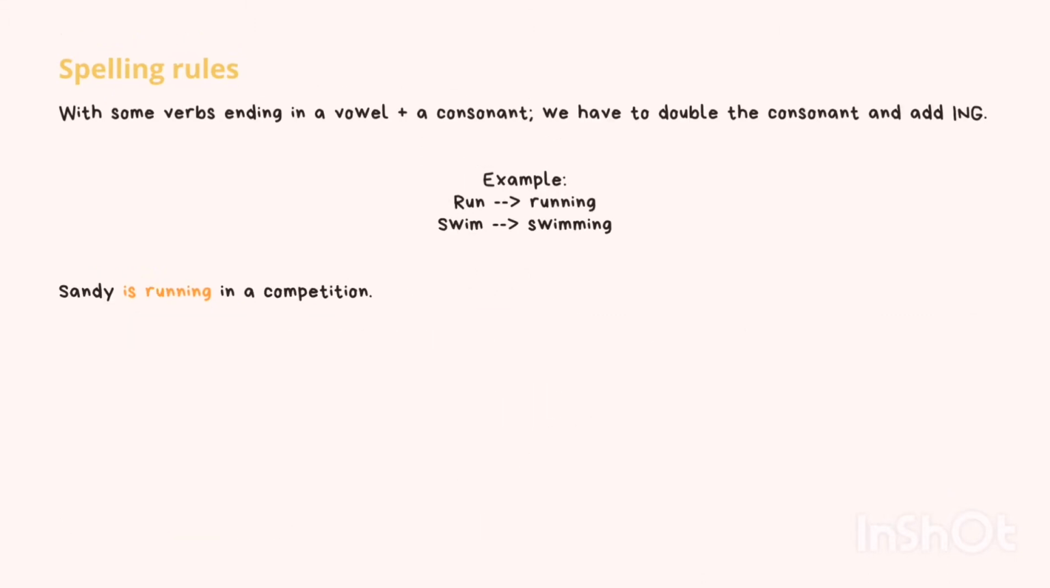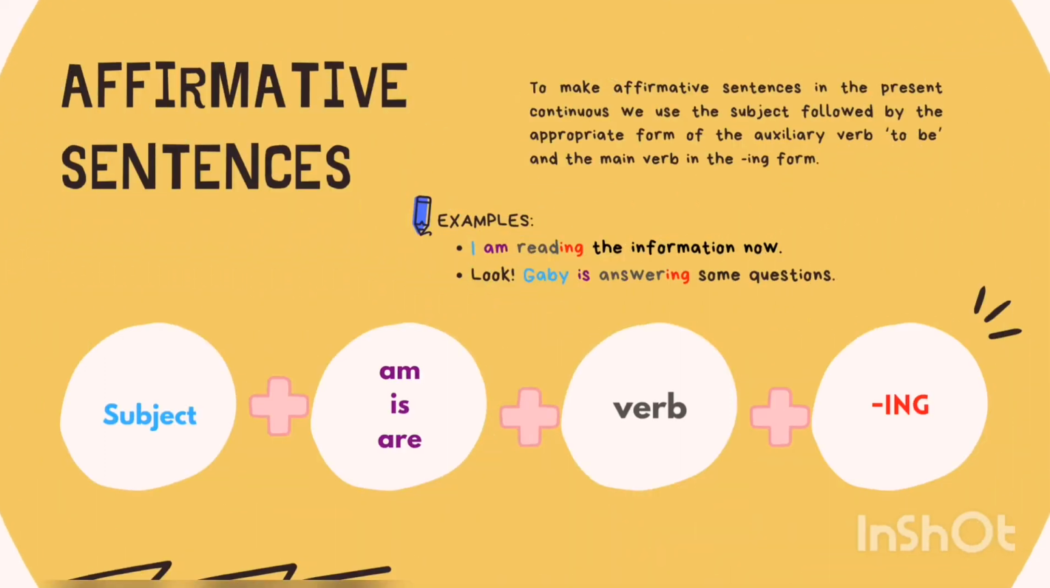3. With some verbs ending in a vowel plus a consonant, we have to double the consonant and add ing. Example: run, running, swim, swimming. For example, Sandy is running in a competition.